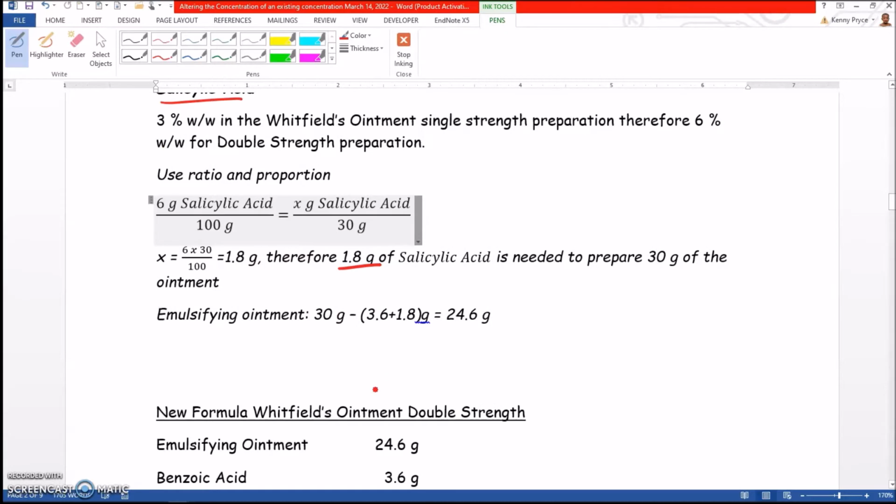To determine the amount of emulsifying ointment, you add the 3.6 and the 1.8, subtract that from 30, and you get 24.6. You can also say 82 over 100 times 30 to give you the same 24.6. Either way is correct.